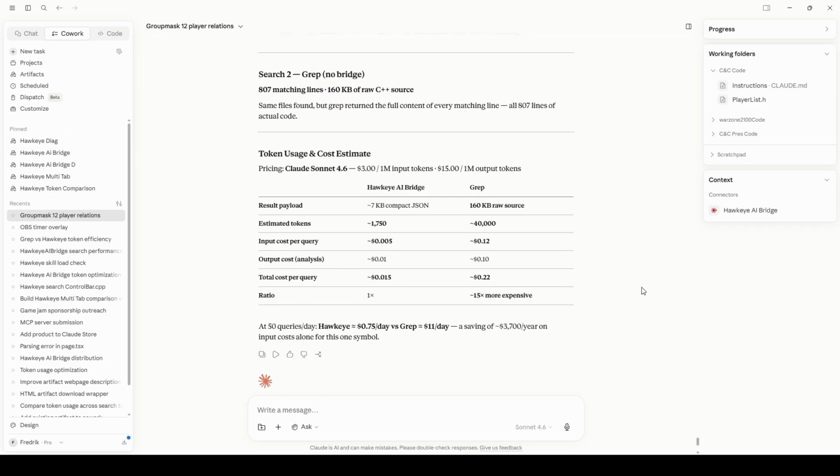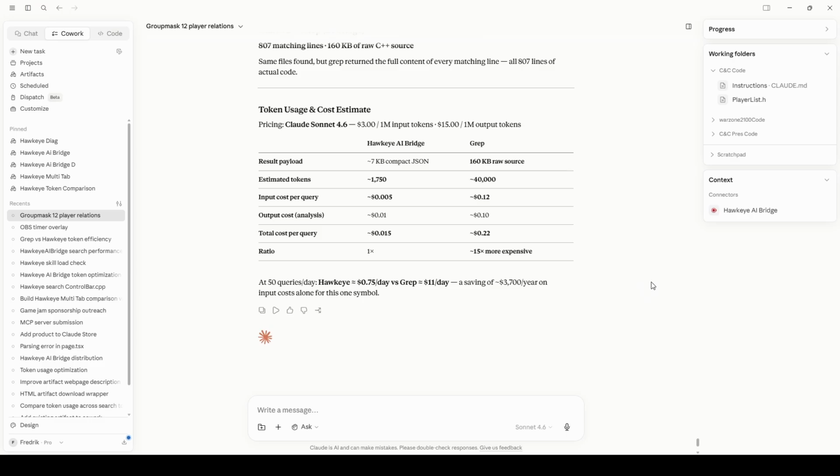And here's the part that matters. Both searches found the same 808 hits across 168 files. Same answer, but look at the token cost.